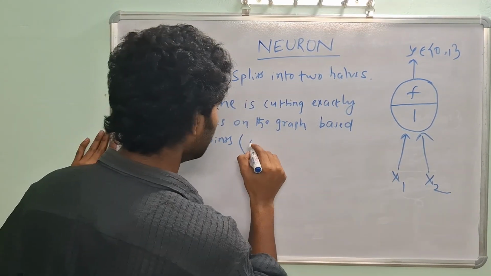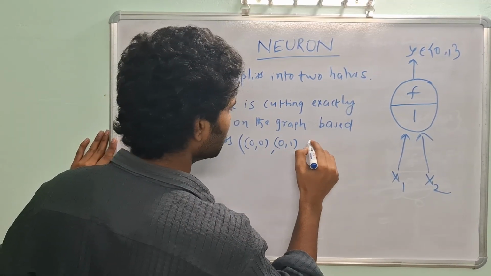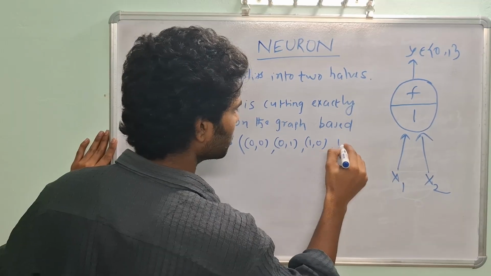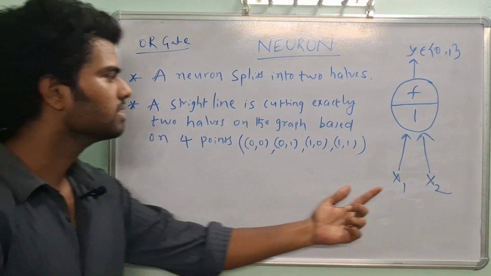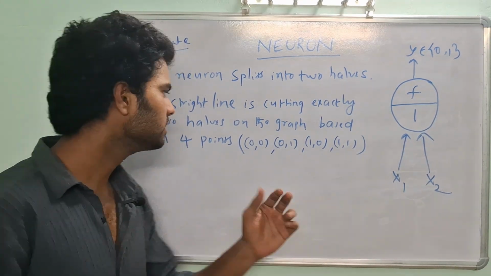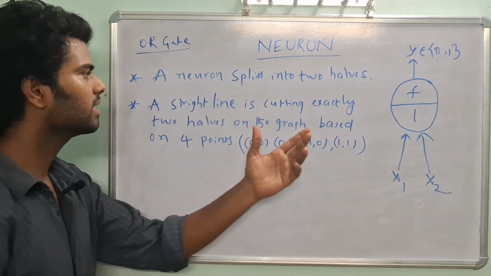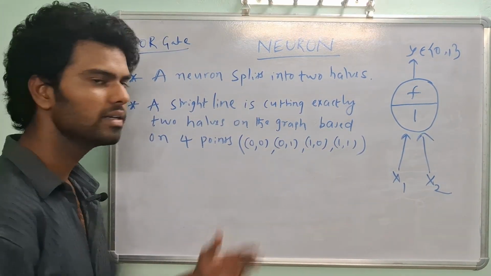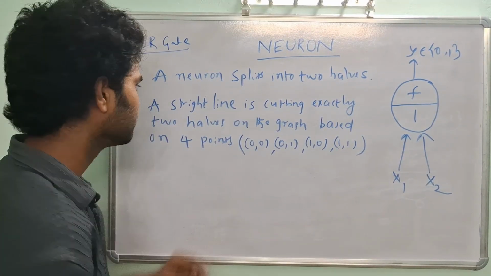Those are (0,0), (0,1), (1,0), (1,1). So in this case we are using only two inputs. That's why we have 4 points. Based on these 4 points, a straight line is cutting exactly two halves on the graph. Now we will see how the graph works.